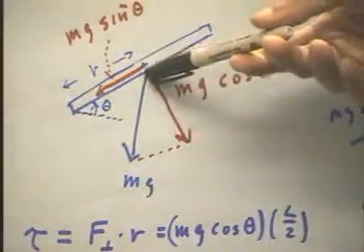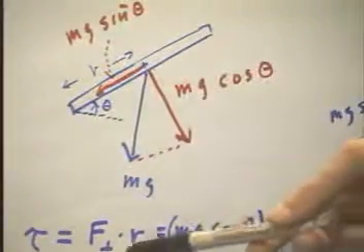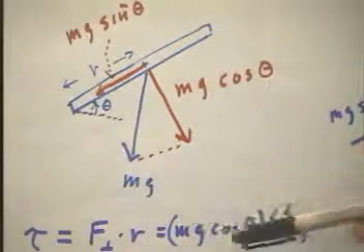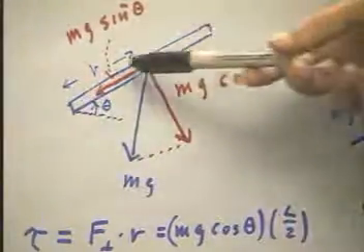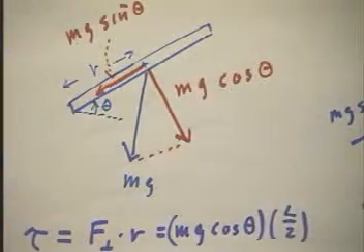and we multiply the perpendicular component mg cosine theta by the r. So we do F perpendicular times r. R in this case, if L is the beam, is going to be 1/2 L. So we end up with mg cosine theta times L over 2.